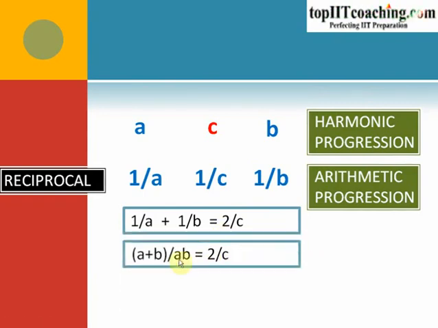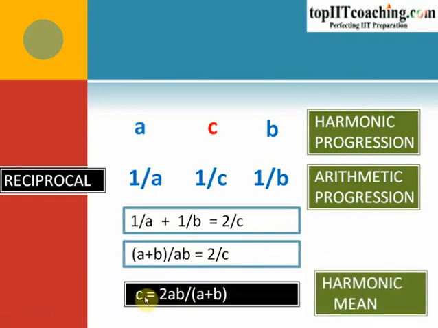Further, this becomes (A plus B) by AB equal to 2 by C, or C equal to 2AB by (A plus B), and thus the value of C is equal to 2AB by (A plus B), and this is actually the harmonic mean between the two numbers A and B. Thus, if I ask you what's the harmonic mean between two numbers A and B, then your answer should be 2AB divided by A plus B.